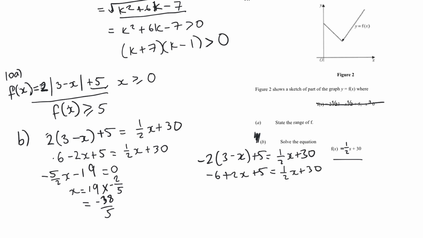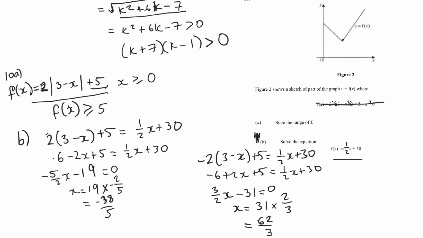So then -6 plus 5 would be -1. And then -1 minus 30 would be -31. And then the 2x minus a half would be 3 over 2x. So it would be 3 over 2x minus 31 equals 0. So then x would be 31 times 2 over 3. And that would be 62 over 3. Okay, so 62 over 3.